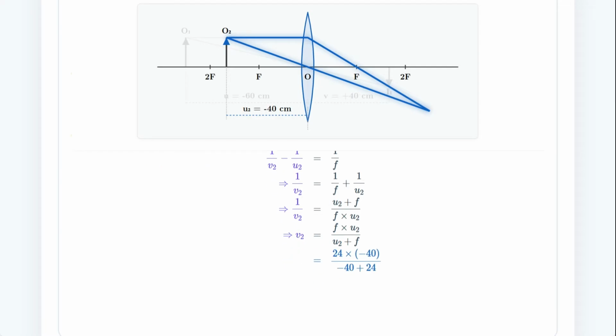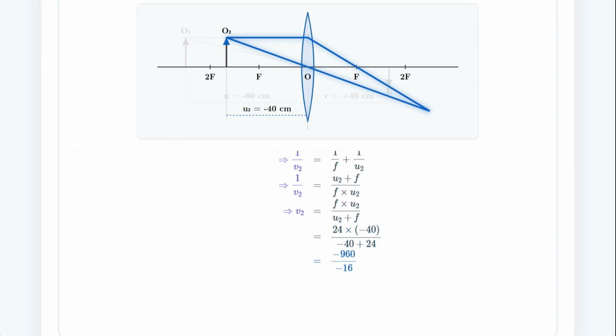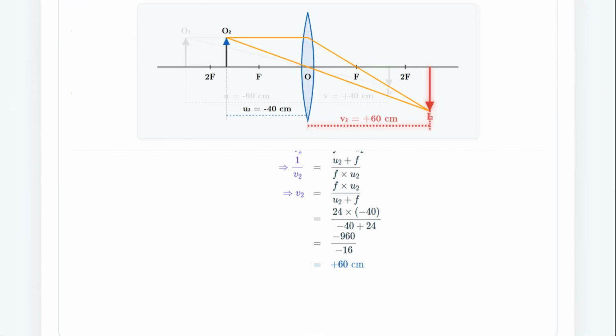Now, let's carefully substitute our numbers. 24 multiplied by minus 40 divided by minus 40 plus 24. The numerator becomes minus 960 and the denominator simplifies to minus 16. Dividing these gives a nice, clean, positive 60 centimeters. So, our new image is formed 60 centimeters to the right of the lens.